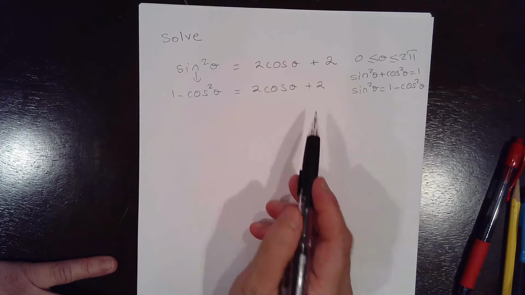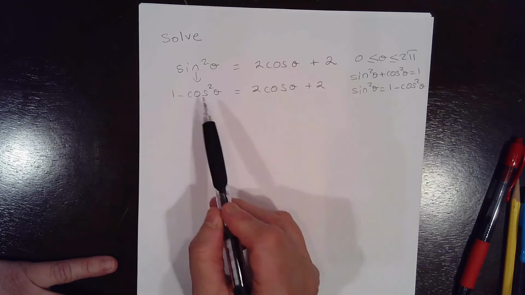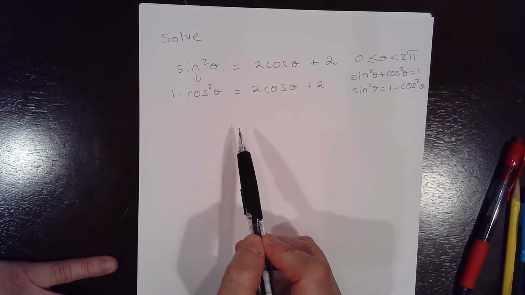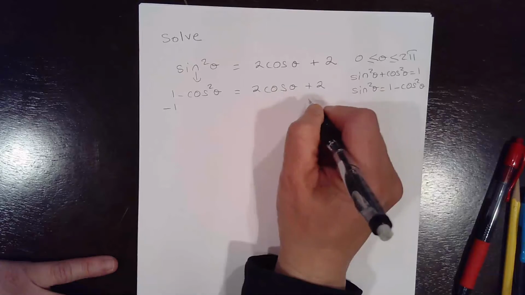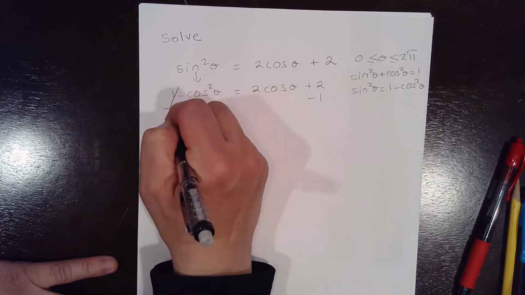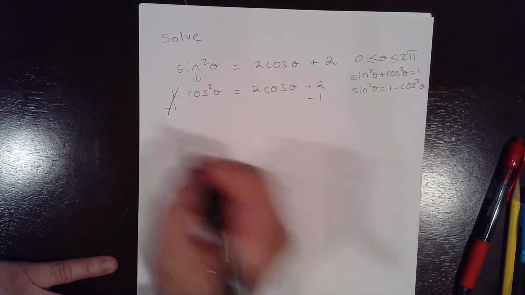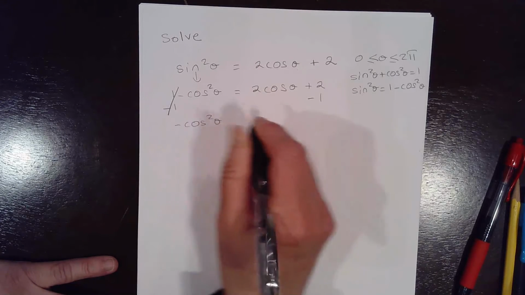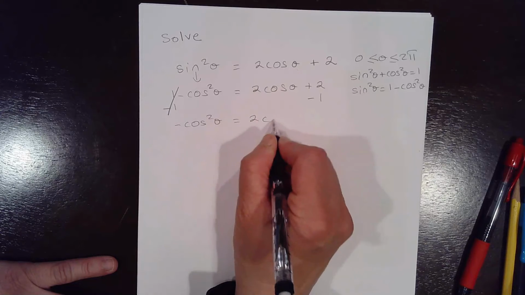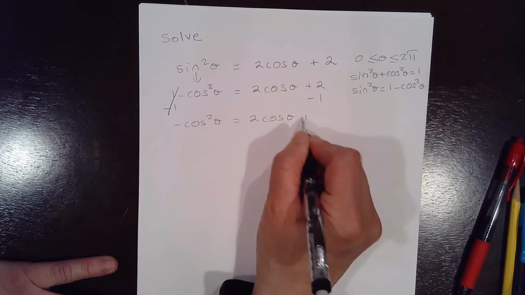So we have now a quadratic equation in cosine. So we need to simplify this. We need to take everything on one side. So let's subtract 1 first. So we subtracted 1 on both sides. We have negative cosine squared theta equals 2 cosine theta plus 1.